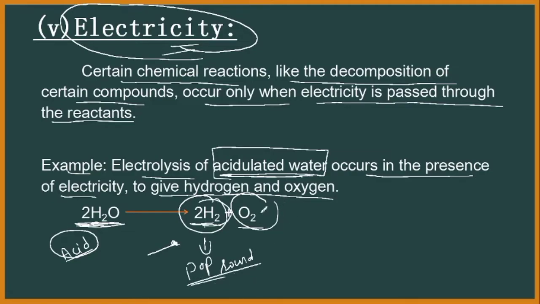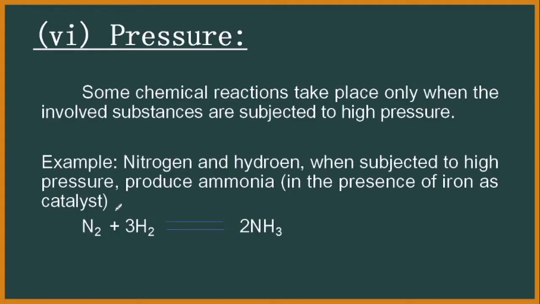And how do we test the presence of oxygen? Again, the same method. Bring a burning splinter near the test tube which contains oxygen, then the burning splinter glows brightly. So this is the confirmatory test for the release of hydrogen and oxygen during this electrolysis reaction. Okay, now we will move to the next condition, that is pressure.